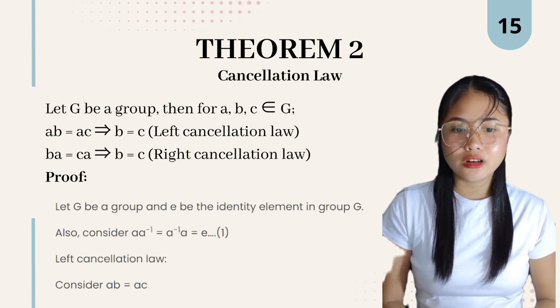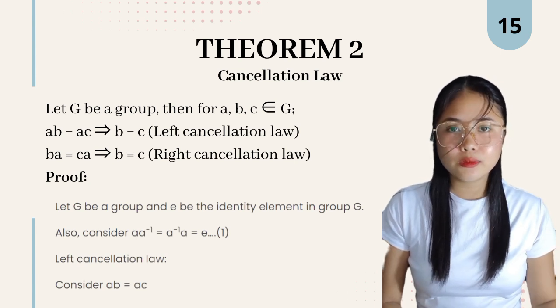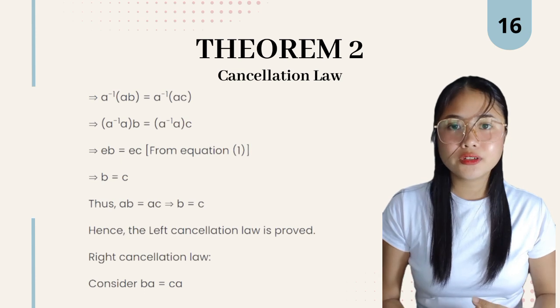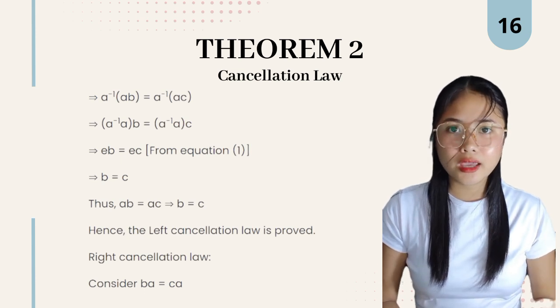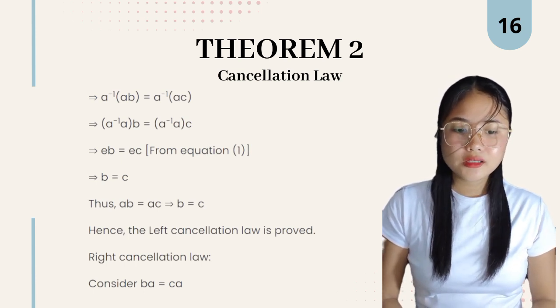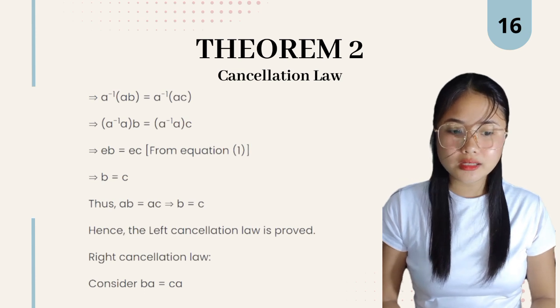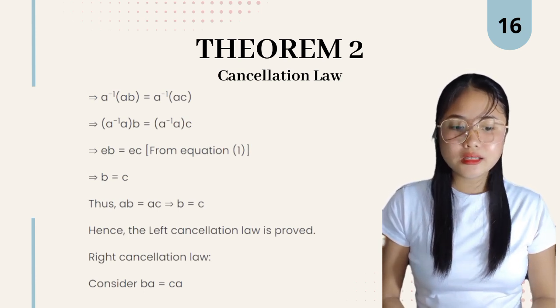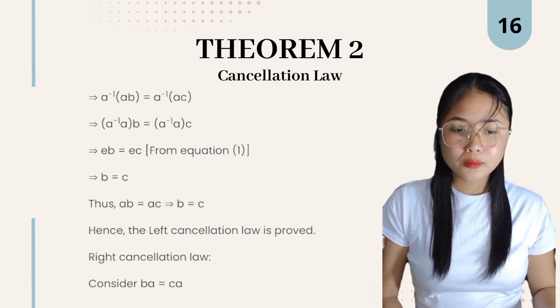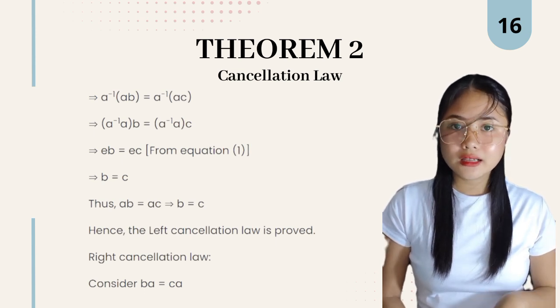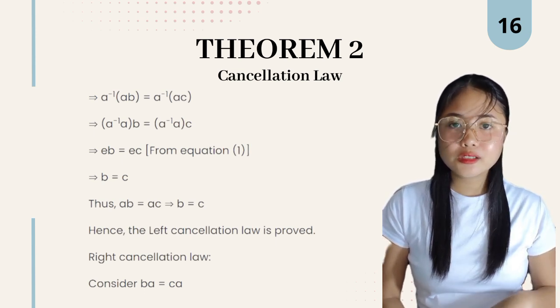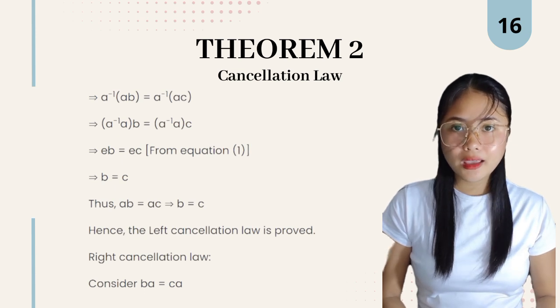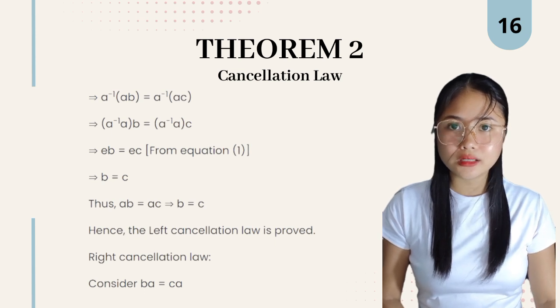For the left cancellation law, consider AB equal to AC. A inverse times AB is equal to A inverse times AC. So A inverse A times B is equal to A inverse A times C. So EB equals EC, from equation 1. B is equal to C. Thus, AB equal to AC implies B equals C. Hence, the left cancellation law is proved. For the right cancellation law, we consider BA equals CA.